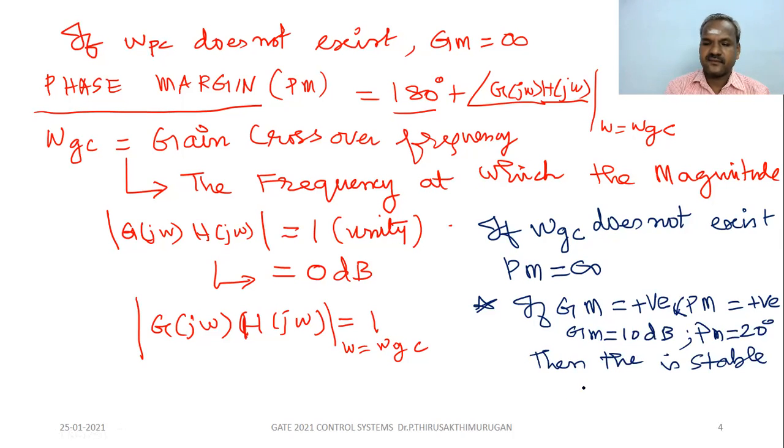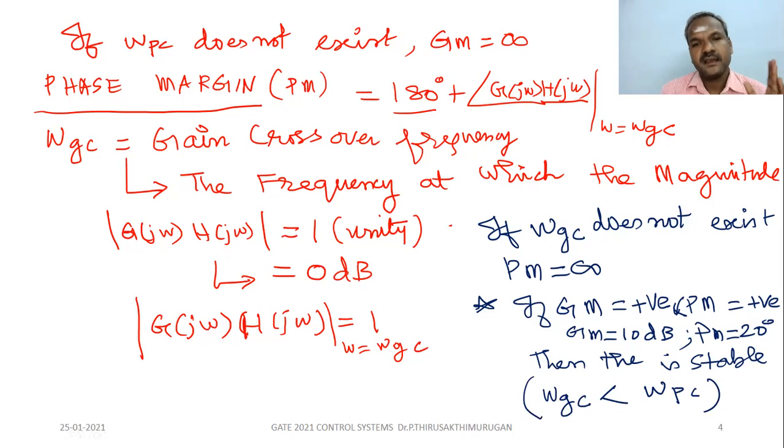In this case, according to the gain crossover and phase crossover frequencies, ω_gc should be less than ω_pc. So this is also a condition for relative stability. If both gain margin and phase margin are positive, then that system is stable. Similarly, if the gain crossover frequency is less than the phase crossover frequency, the system is also stable.